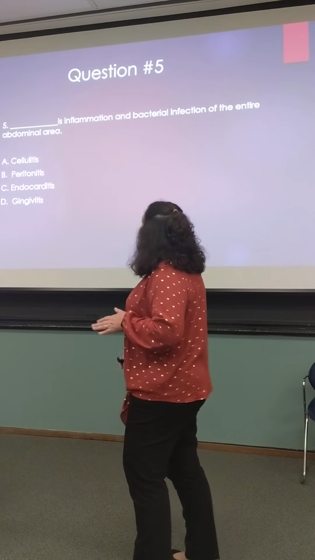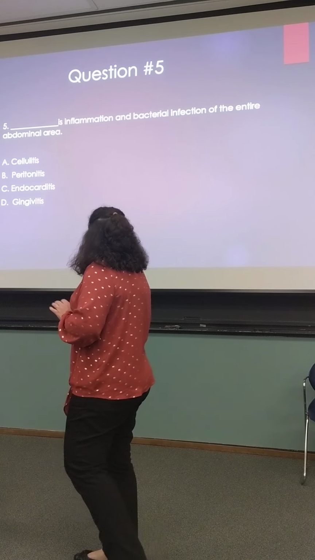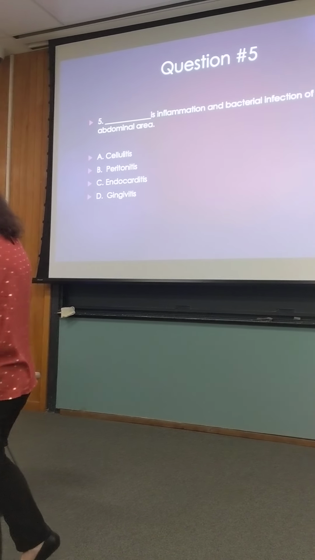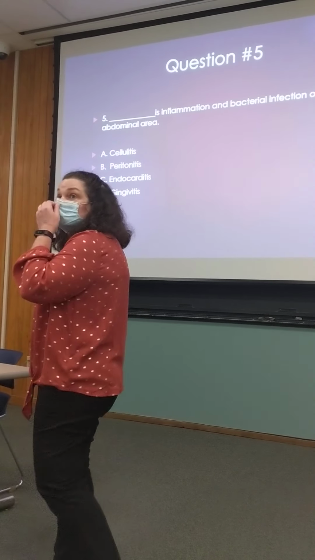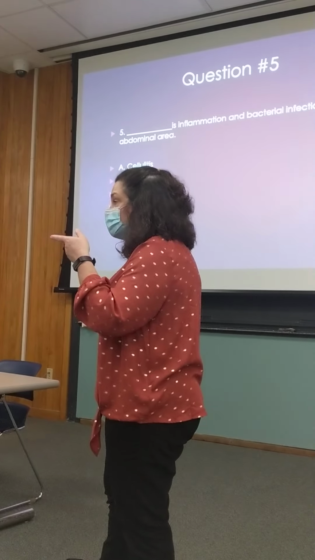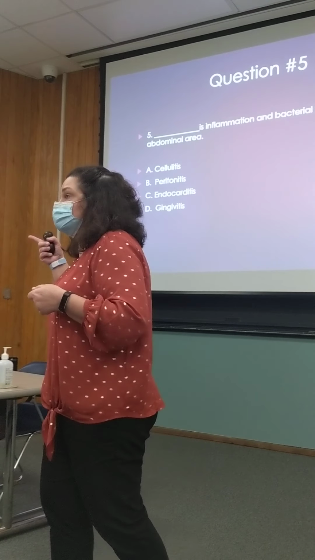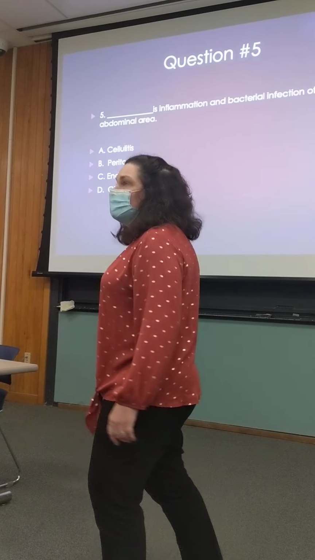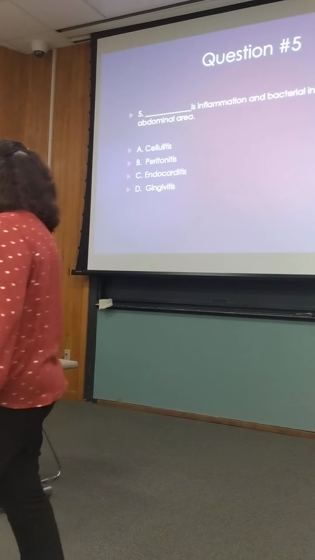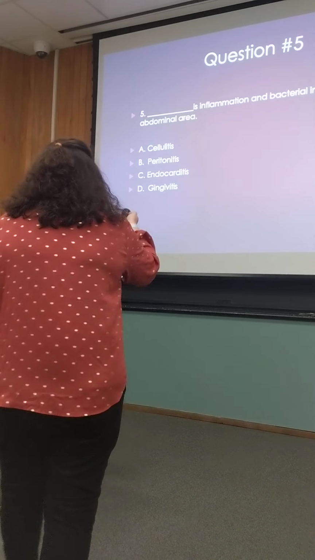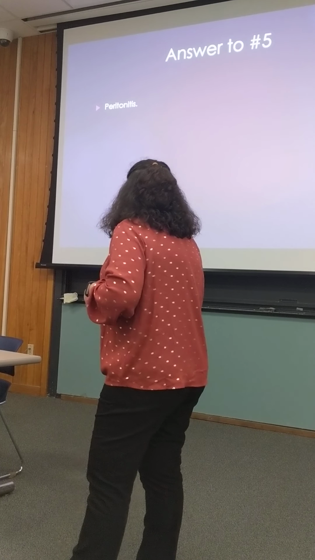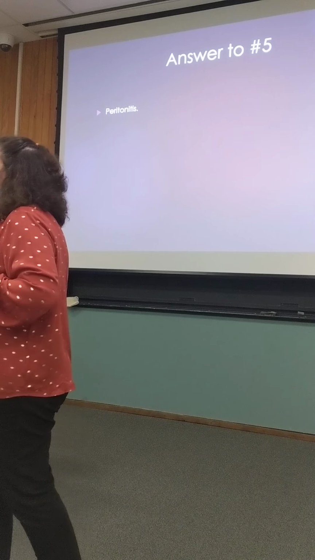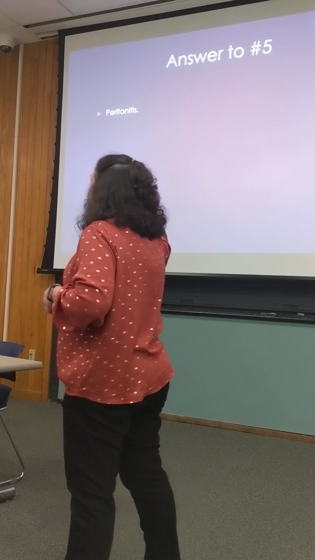Last question. Blank is inflammation and bacterial infection of the entire abdominal area. Peritonitis, correct answer. What's cellulitis? Skin tissue, okay? What's endocarditis? Around the heart, okay? And gingivitis. I'm getting all those itises in there, okay? Peritonitis is the correct answer. This one is severe, this can lead to death. So it's very important, if you get an appendicitis patient, you go ahead and get them treated properly, okay?